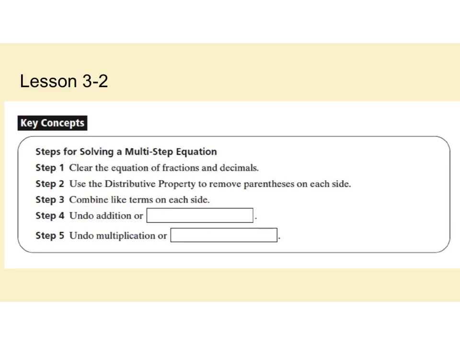In order to solve multi-step equations, you first want to clear the equation of fractions and decimals. Then you want to use the distributive property to remove any parentheses from each side, combine like terms on each side, undo addition or subtraction, and then undo multiplication or division.